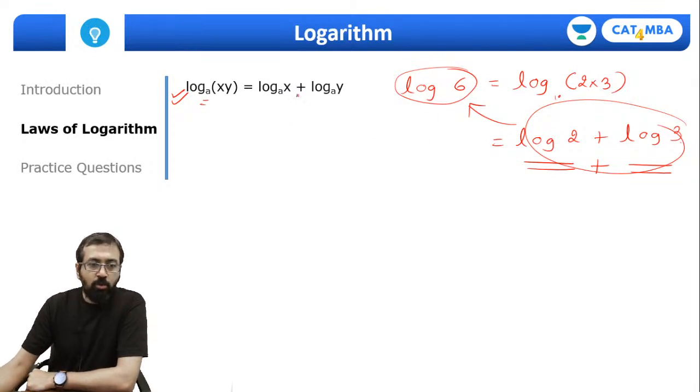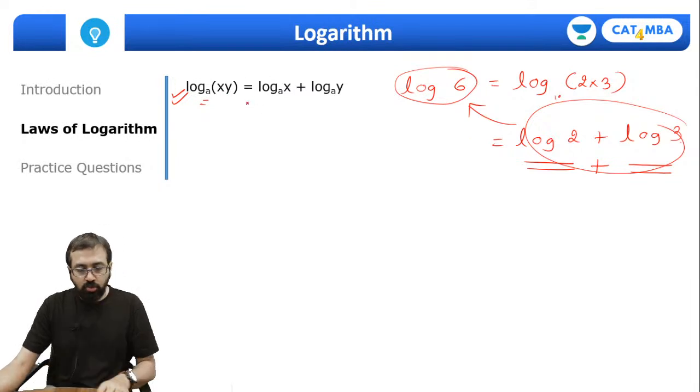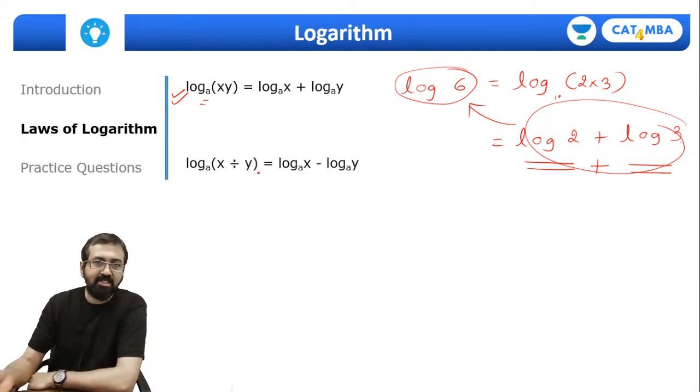Okay, so I hope you have understood this rule also. There is another rule which is just slightly different from this one. It says that if two numbers are in division, then you will just take the difference of their logs. So log of x by y is equal to log of x minus log of y. Please understand the base will remain the same. If it's 10, then even this result will have base 10. If it's 5, then this also will have 5 as the base, and so on and so forth.